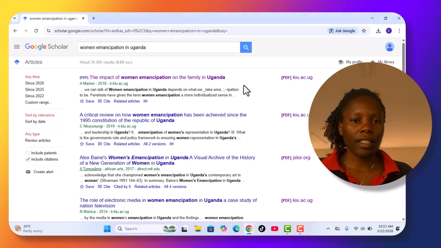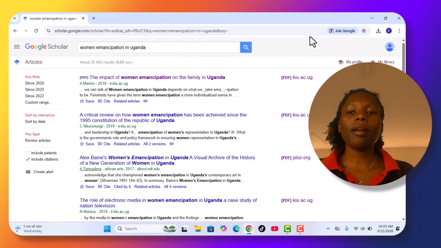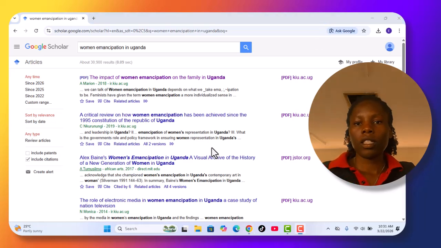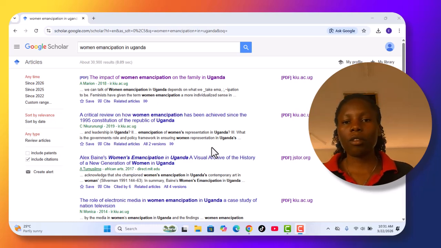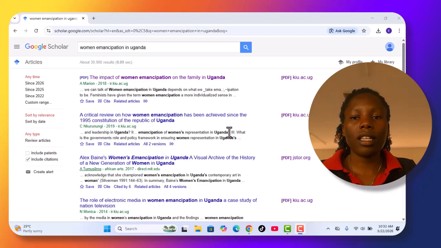So step number 3, after identifying the problem, you write down your research question. For me, I will use this one. It's where I'll do my research about women's emancipation in Uganda. It's where the main target will be. So you need to write down that research question so that you can be able to research. A research question can be in the form of a hypothesis or a standalone question or a main question, among other things.